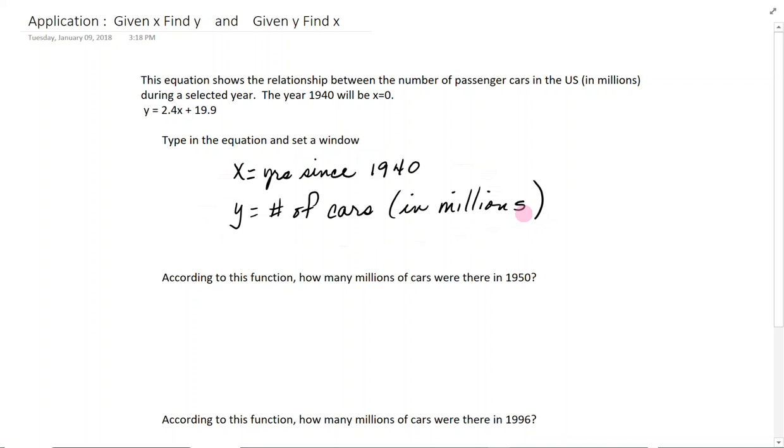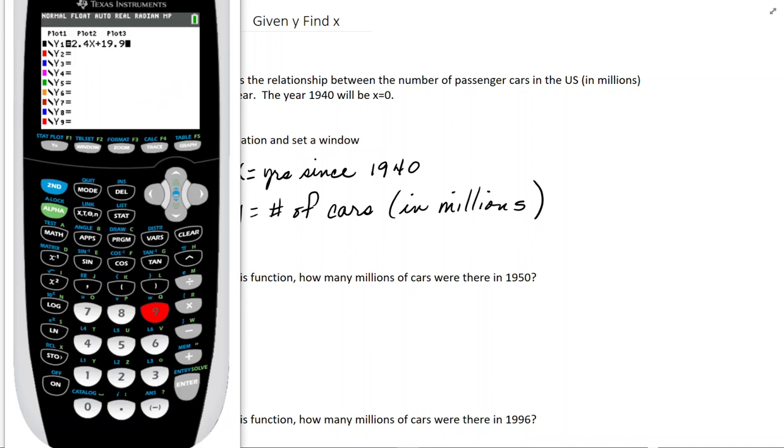The other thing I want to do is go in and see what window I should use. So I'm going to do a zoom 6 to start with. Always start with a zoom 6. Oh, that's not a very good window. Why not? I do see the x-intercept, but I don't see the y-intercept. I believe it's up here.